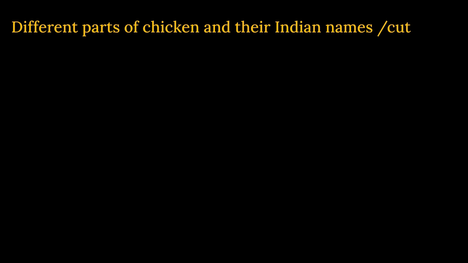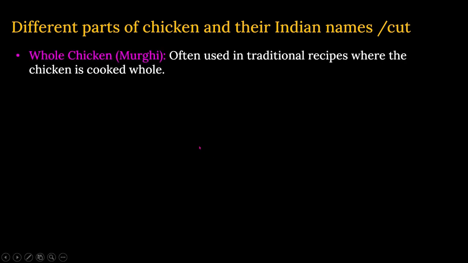Now, let us get acquainted with different parts of the chicken with their Indian names and cuts. Because Indian names are a little different, because we use more Hindi words in our country. So naturally it is obvious for us to know first, especially for the beginners. What is that? First one, the whole chicken is termed as murgi, often used in traditional recipes where the chicken is cooked whole. That style we call murgi.